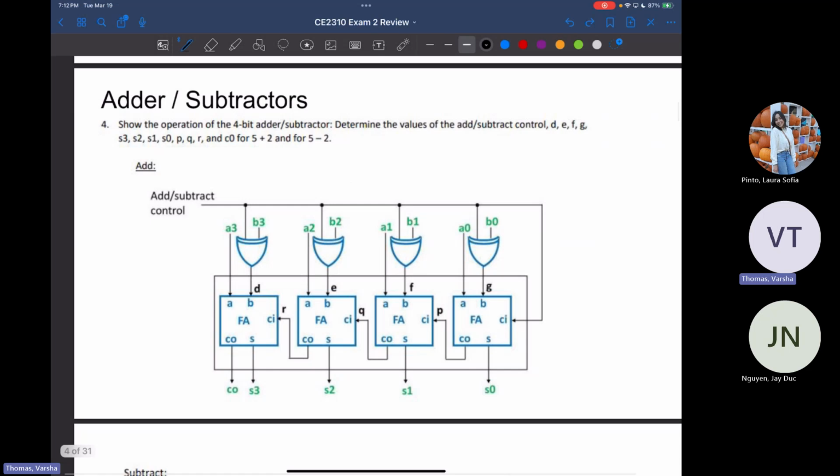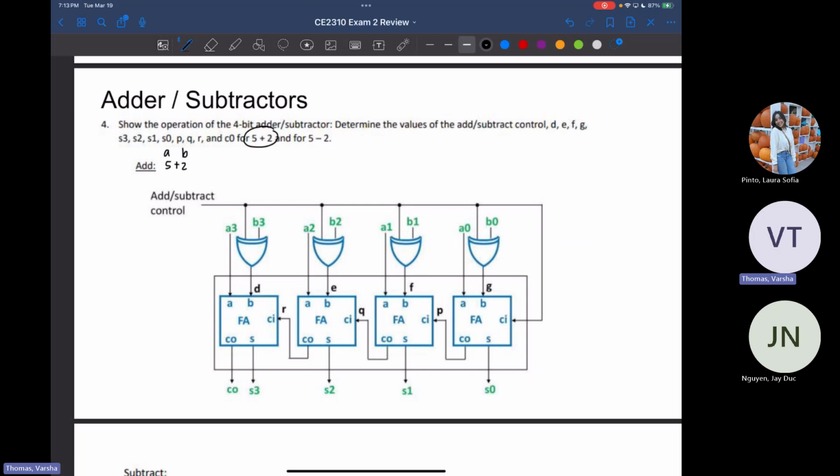So we have adders and subtractors. In this case, this is for the add, so I'm saying to add 5 plus 2. A and B are our inputs, so in this case 5 will be A and B will be 2.